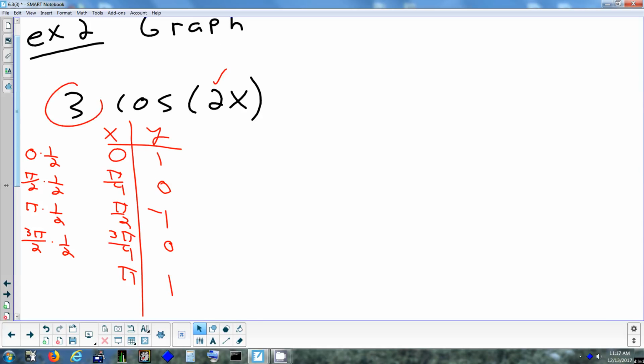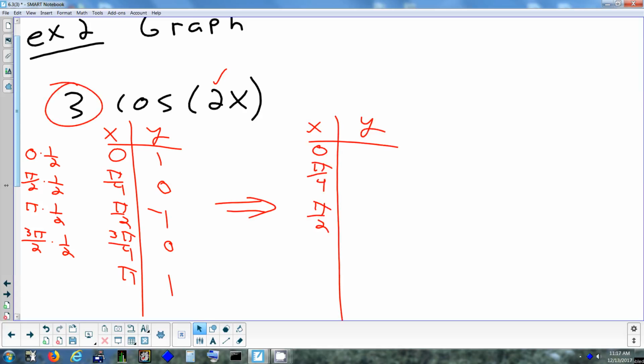Okay. Now we got to deal with that part. What's the 3? What kind of transformation is that? Vertical stretch. Yep. Vertical is going to change which values? So that means which ones stay the same? X's stay the same. So copy down the X's you just created. We got 0, pi over 4, pi over 2, 3 pi over 4, pi.